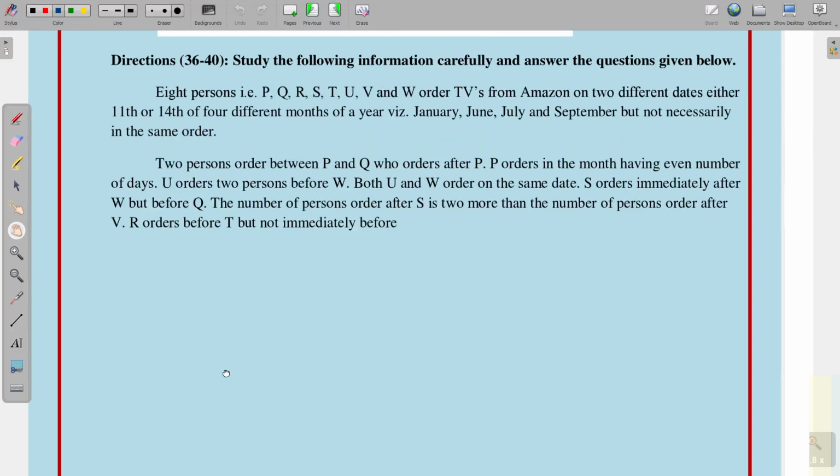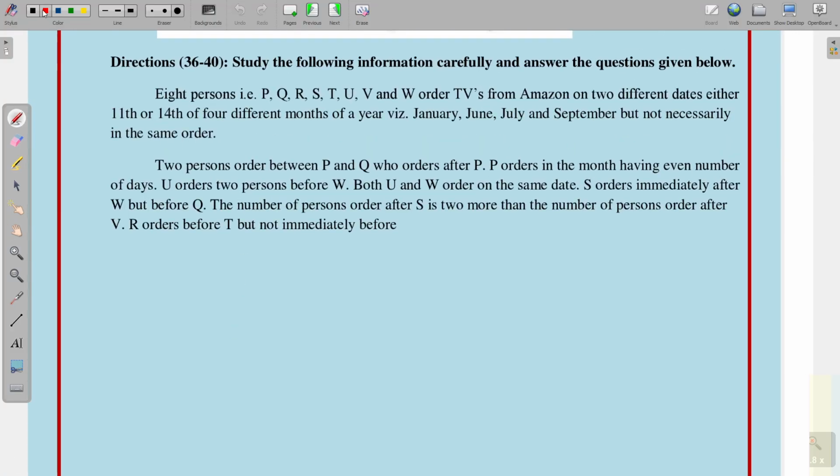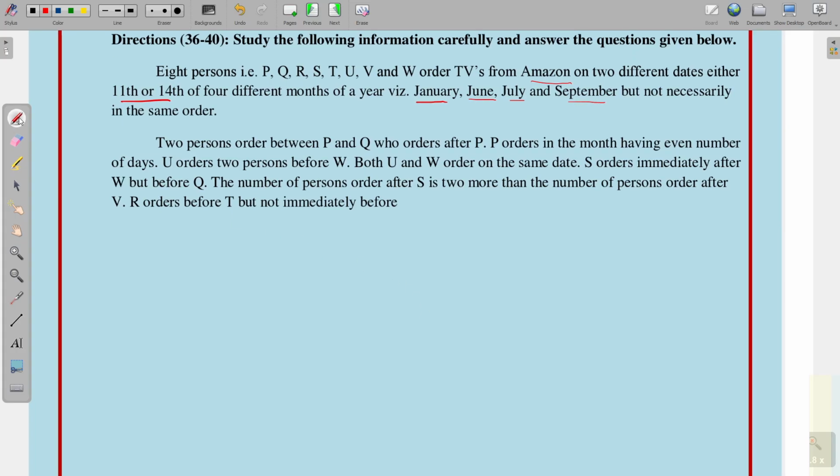Next, 36 to 40. One more puzzle is there. 8 persons P, Q, R, S, T, U, V, W order TVs from Amazon on 2 different dates, either 11th or 14th, of 4 different months. That is January, June, July and September, but not necessarily in the same order. So see, 4 months: January, June, July and September.